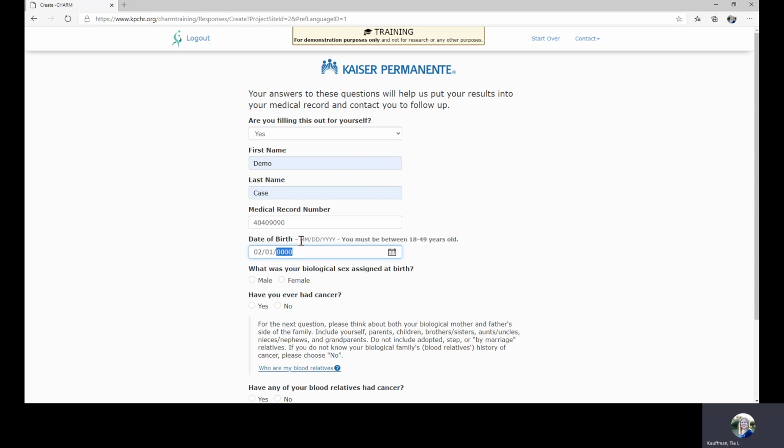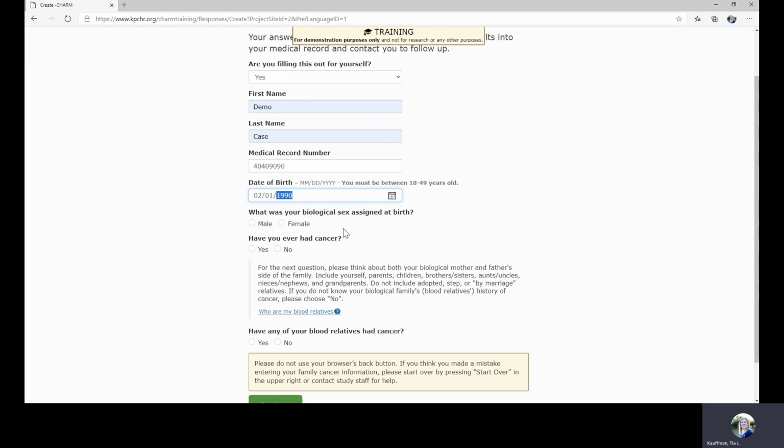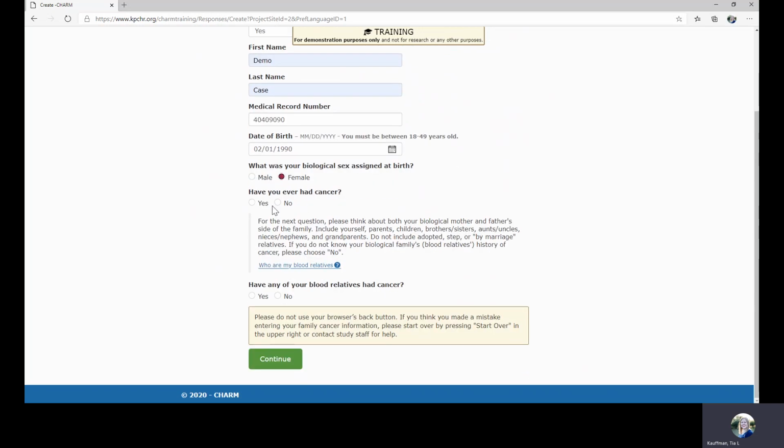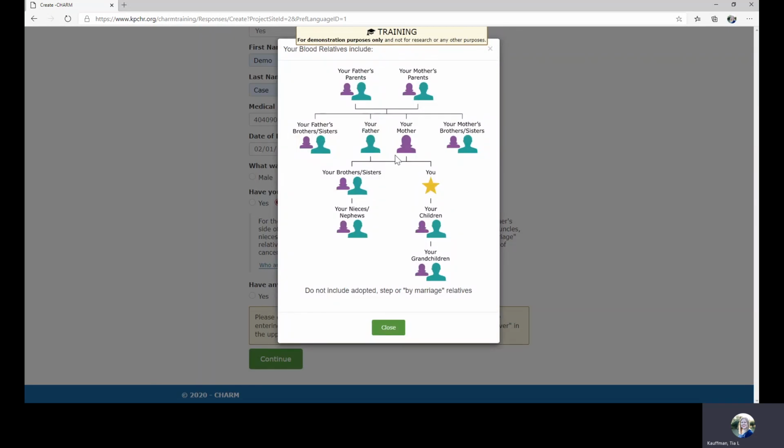So I'm going to pretend that's my birthday. I'm going to say that I am female and that I personally have never had cancer. And here's one of the sections where you can see we put in a definition. And if people wanted a pictorial representation of who their blood relatives are, you can see that here.